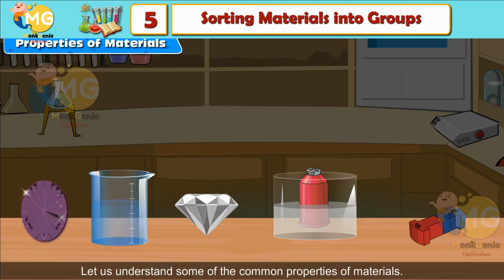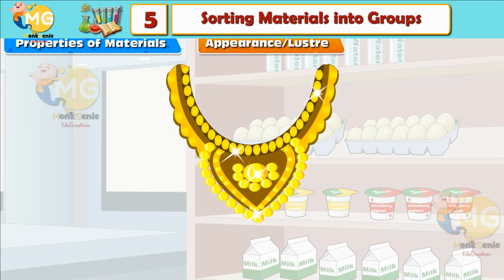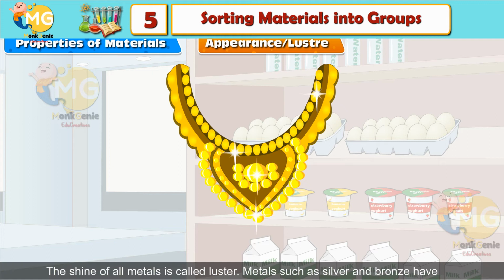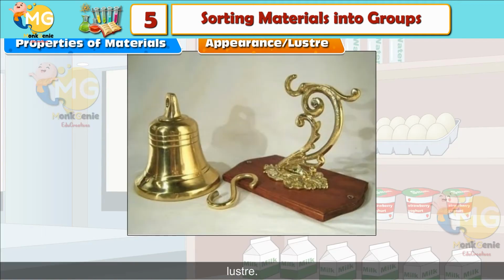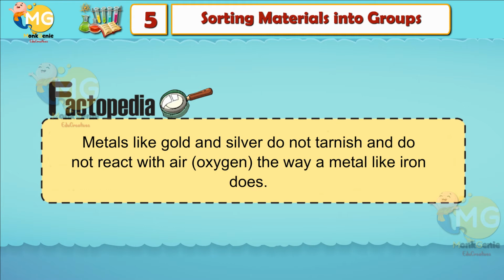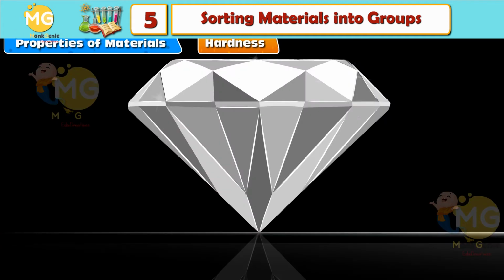Properties of materials. Let us understand some of the common properties of materials. Appearance or luster. The shine of all metals is called luster. Metals such as gold, silver, and bronze have luster. Factopedia. Metals like gold and silver do not tarnish and do not react with air, that is the oxygen, the way a metal like iron does.